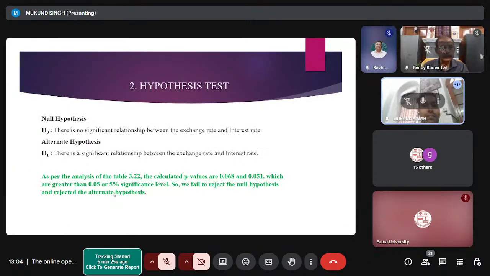Hypothesis: there is no significant relationship between exchange rate and interest rate. Alternate: there is a significant relationship between exchange rate and interest rate. As per the analysis of table 3.2, the calculated p-value is greater than 5% significance level. So we failed to reject null hypothesis and rejected the alternative hypothesis.